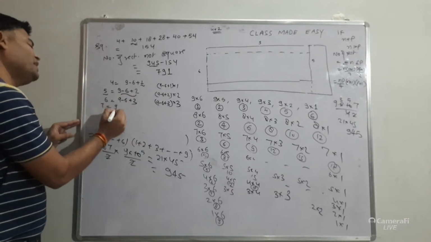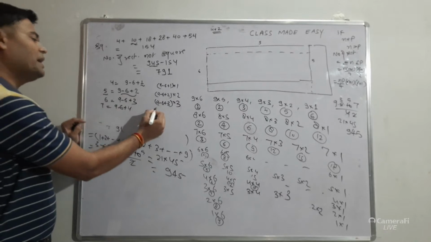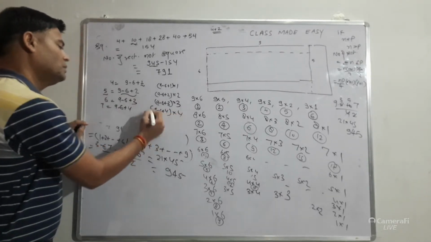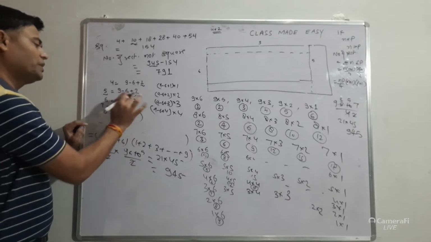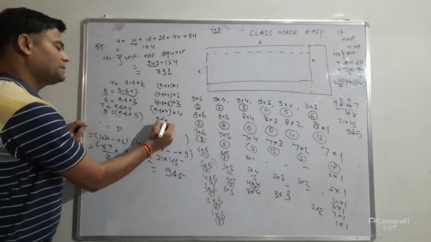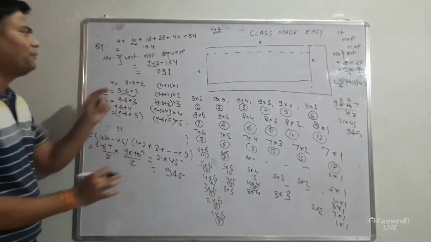For the seventh line we have 9 minus 6 plus 4. It is 1, 2, 3, 4. 9 minus 6 plus 4 into 4. It is the 8th line. 9 minus 6 plus 1, 2, 3, 4. It is 5. So 9 minus 6 plus 5 into 5. So it is 3, 5, 8, 8 fives are 40.